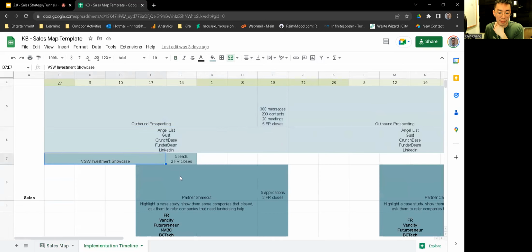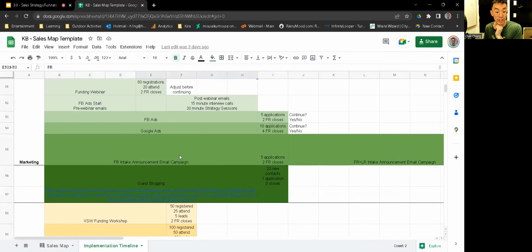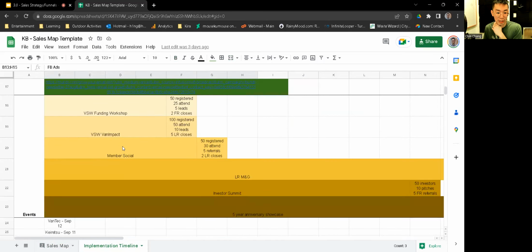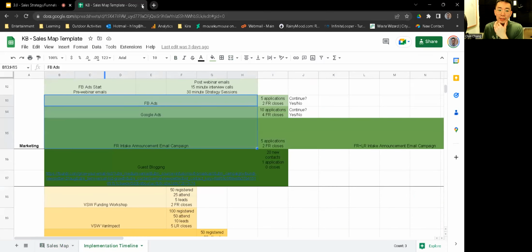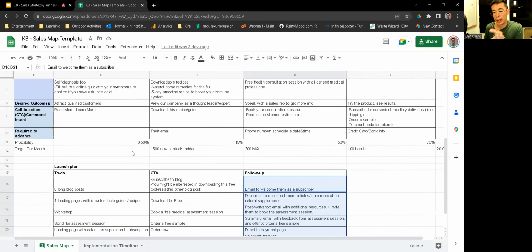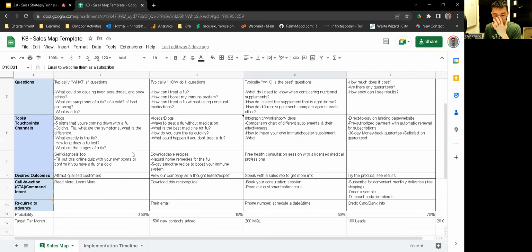Maybe this is an event that I'm going to. Maybe these are partners that I'm trying to reach out to. Maybe I'm running some ads. Maybe I'm guest blogging. Maybe I'm doing some workshops, what have you. So I hope this helps you think about how you can map it out. And once you've done this, this will become the foundation of your marketing plan, but also your sales plan.